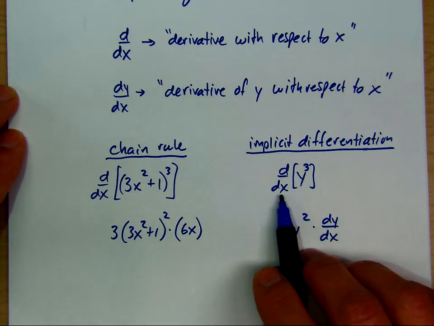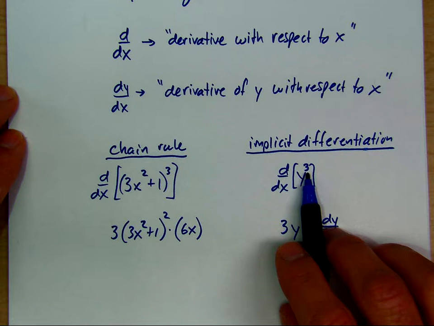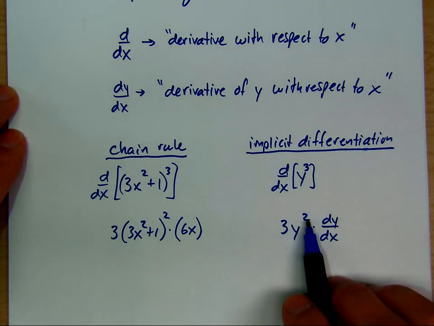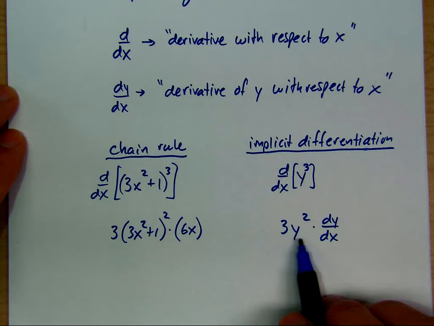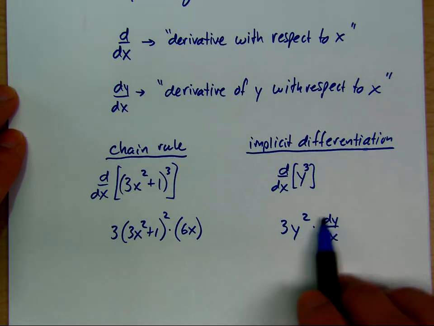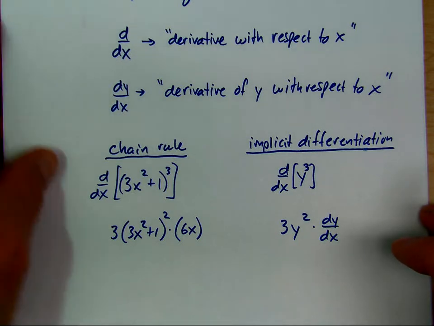So to take the derivative with respect to x, we'll do the chain rule. We do the derivative of the outside, that's multiplied by 3, and then subtract 1, leaving the inside the same, and then times the derivative of the inside. So that's why we put the dy dx on there in that situation.